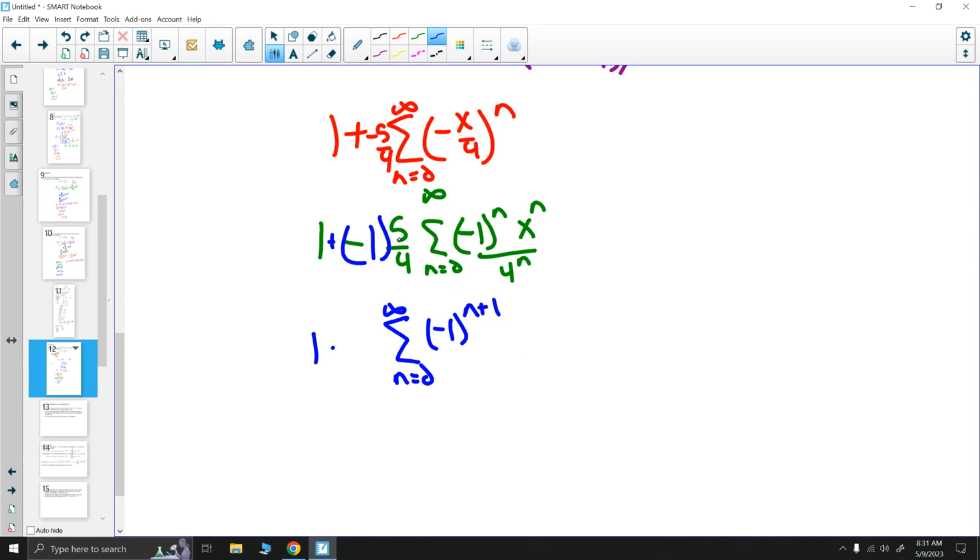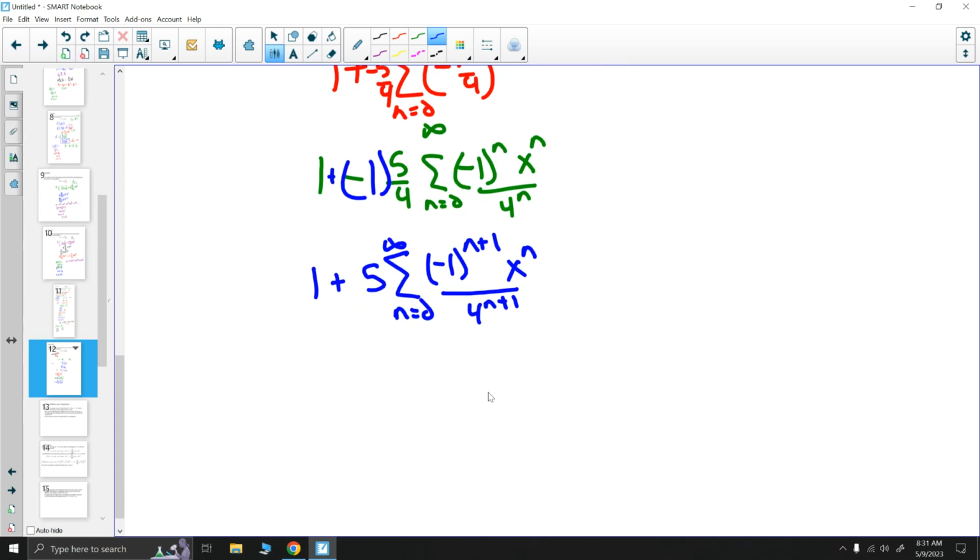All right. The 5 is okay. I'm going to leave it as 5. There's no 5's inside. X to the n. But this 4, that would be a 4 to the n plus 1. So we have our sum here. This is our sum. And you might go, okay, well, what does that mean we have?